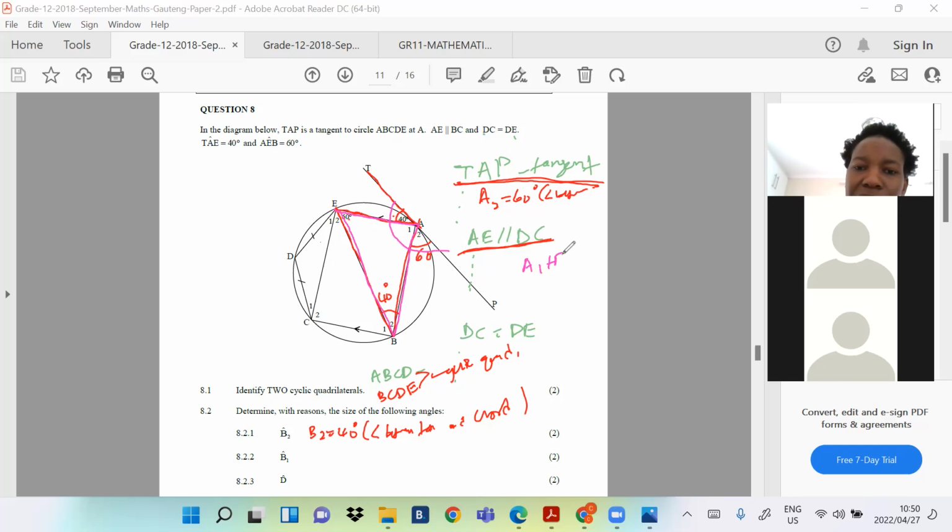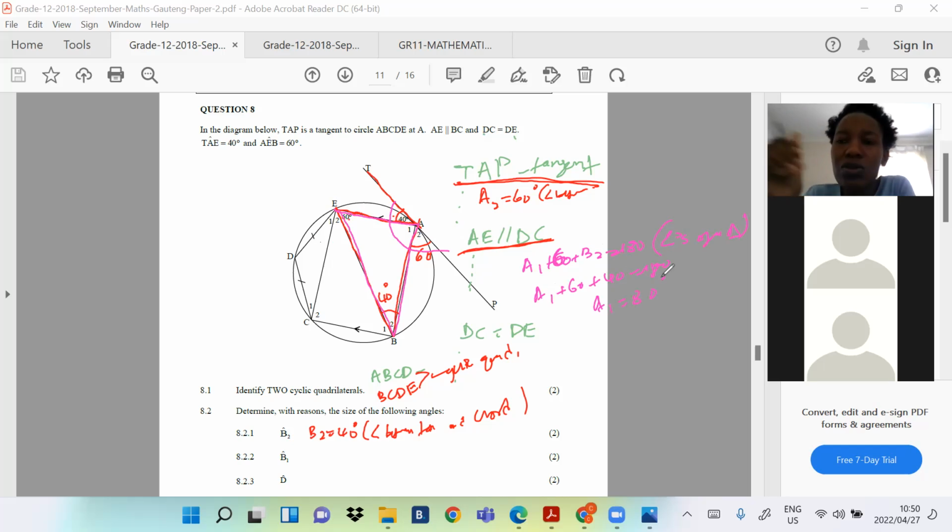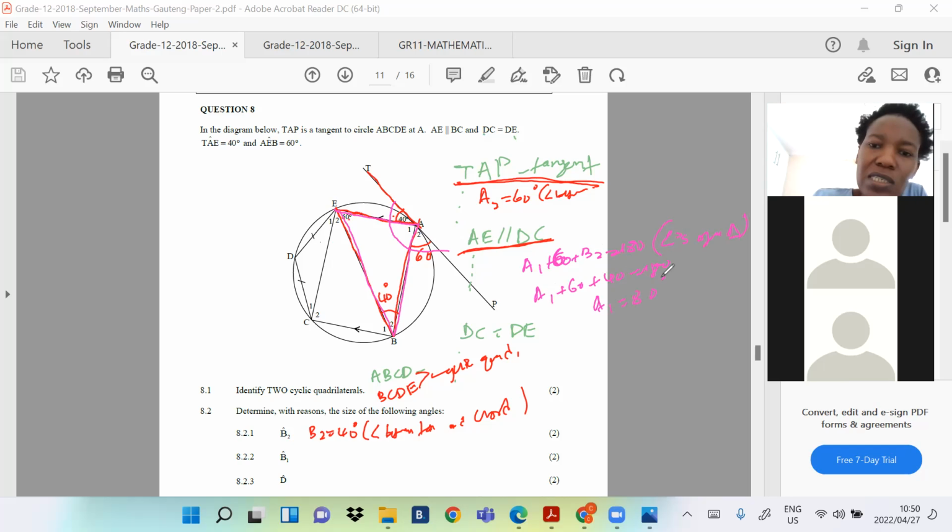A1 plus 60 plus B2, 60 plus B2 is 180. That one will be angles of a triangle. A1 plus 60 plus 40 is 180. Therefore, A1 will be 80 degrees. Even if you do a straight line, it doesn't matter. You're still going to get it right. So this is 80 degrees.